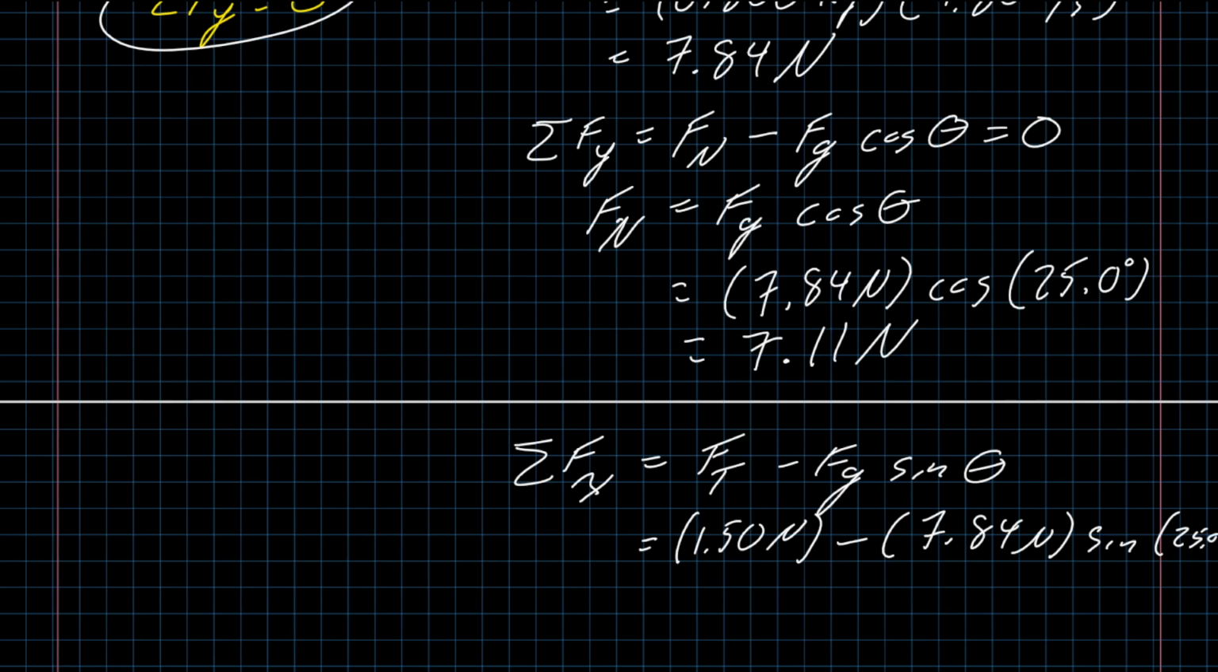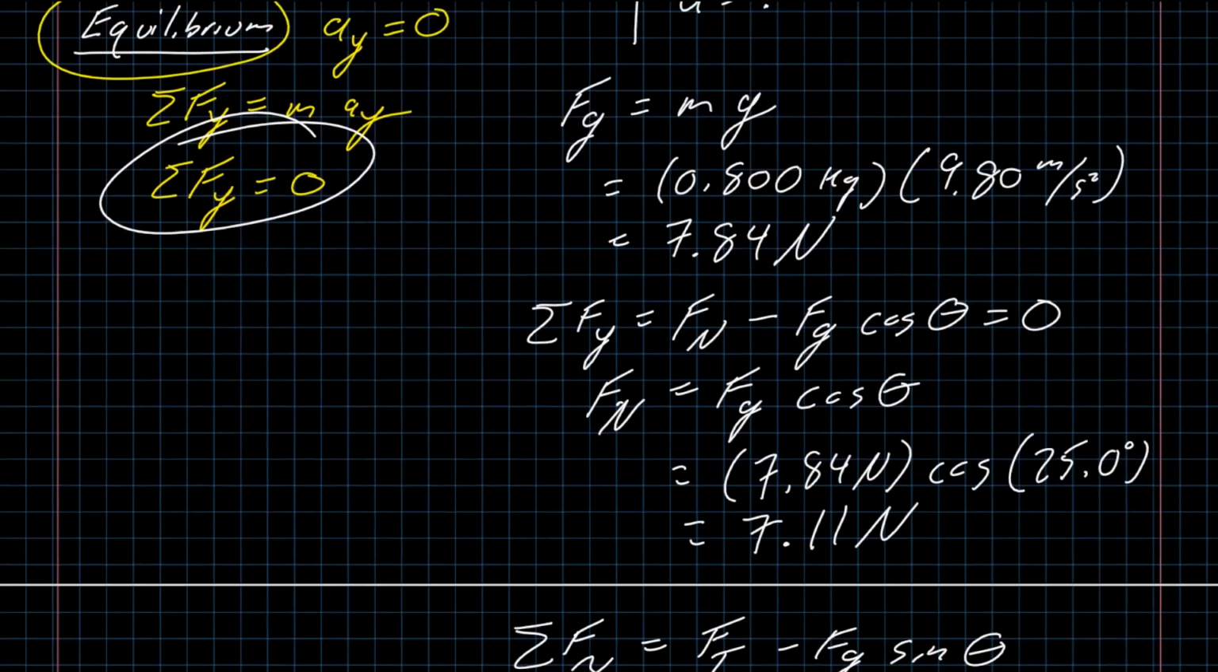Not quite enough space to write that in, but that's okay. You know what it's trying to say. All right, so if I take 1.50 minus 7.84 times sine of 25, my calculator gives me the result here of negative 1.81 newtons. This is the net force in the x direction. And that's almost what we wanted. What we wanted was the acceleration.